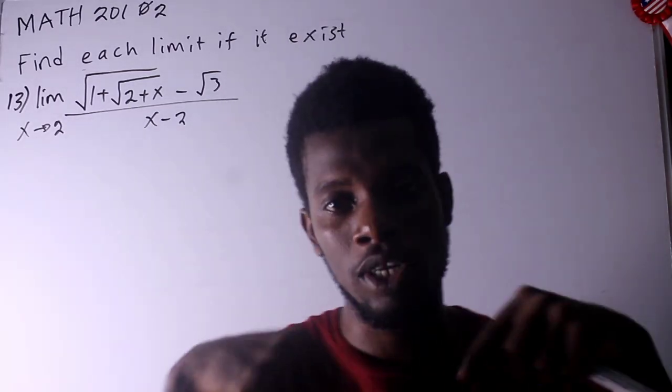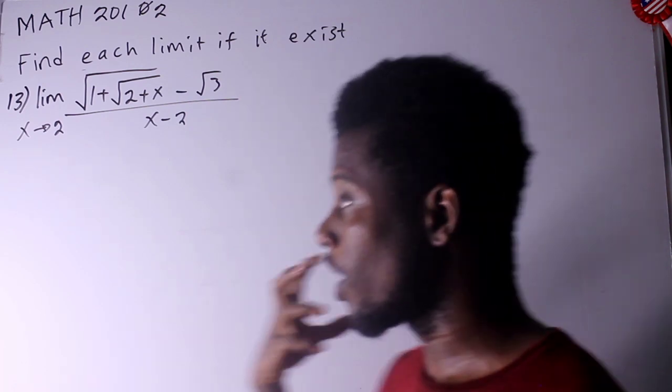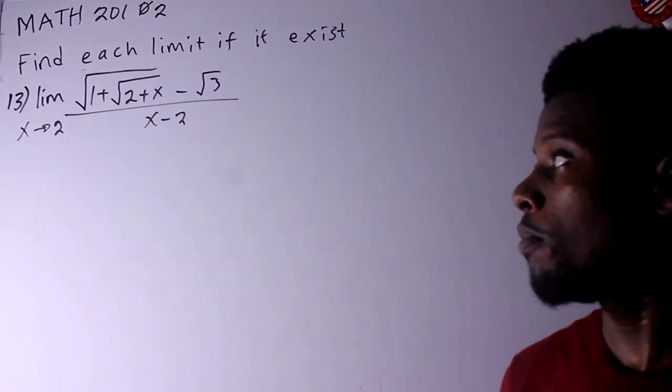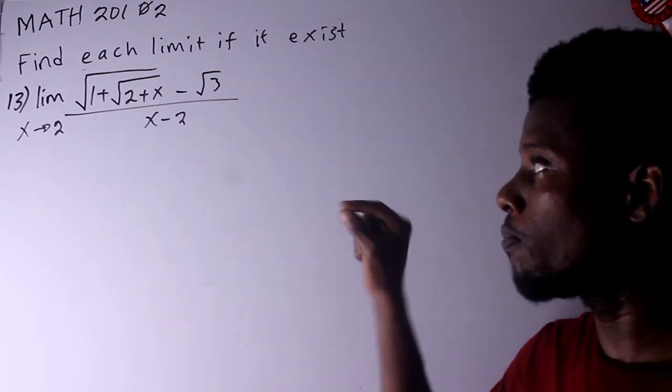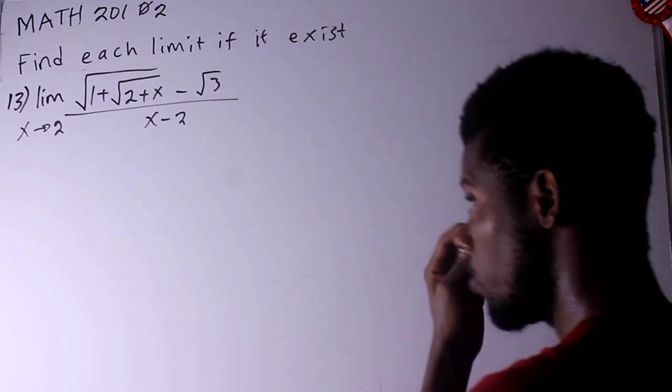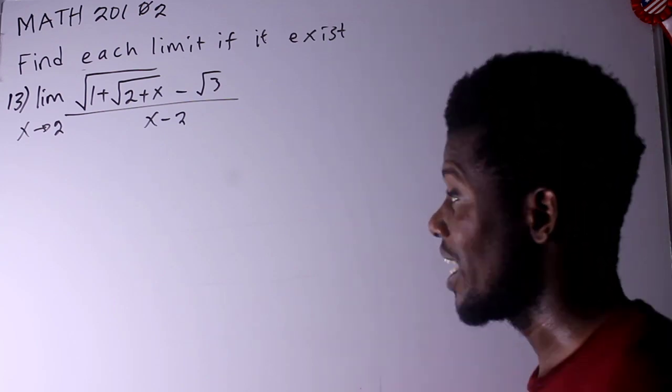Question number 13 on our list of questions for Calculus 1, section 2 at the University of Liberia. We are going to be evaluating the limit of the square root of 1 plus the square root of 2 plus x, minus the square root of 3, all divided by x minus 2.